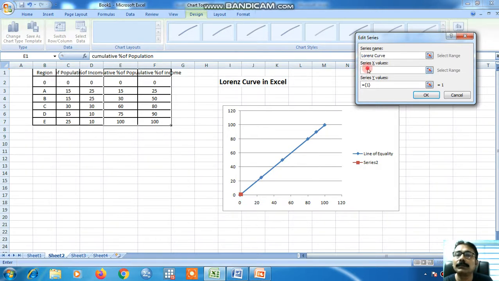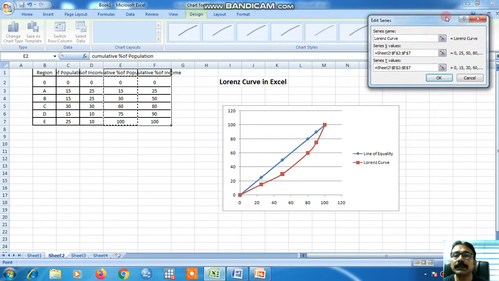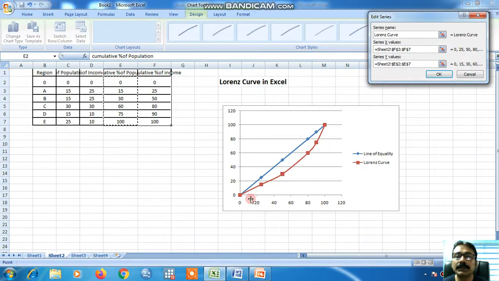Now see, on the X series we have the cumulative percentage of income on the horizontal axis, and on the vertical axis we measure the cumulative percentage of population. So this is the result. That means it shows the Lorenz curve. The red one is the Lorenz curve, and there is the line of equality. The greater the gap, the greater the inequality. The smaller the gap, the smaller the inequality.